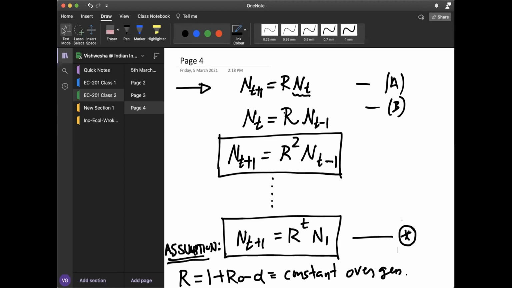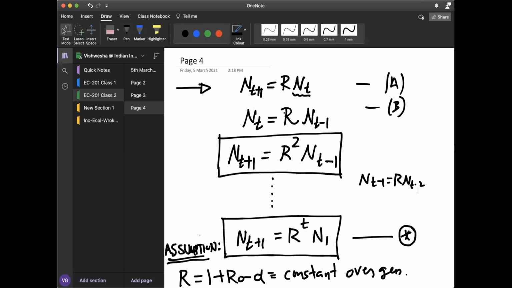Okay, so for those of you who have not done this kind of calculation, just try to apply it. What you do is make a connection between NT plus 1 and NT minus 1, and NT minus 1 and NT minus 2, and then go back to this equation. You get one more equation that connects NT plus 1 to NT minus 2. You keep on doing this until you reach the first generation, and if you do this, you get this expression, which is NT plus 1 is equal to R power T times N1. Okay, and of course this relied on this really, really crucial assumption that R has been constant across all the generations that I have been keeping track of.